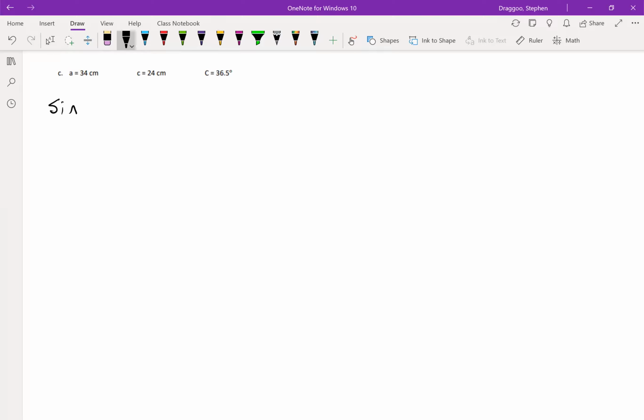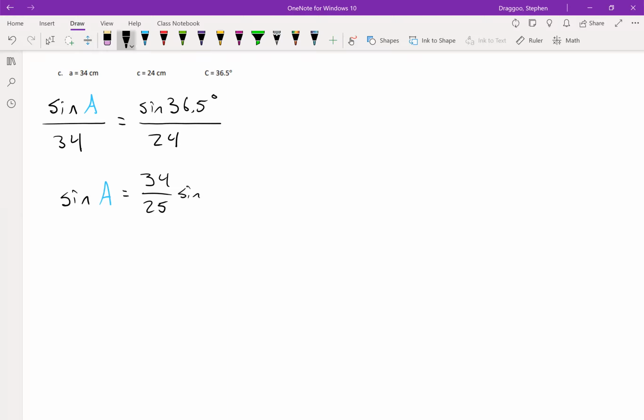So I'll do sine A divided by 34 is equal to the sine of 36.5 degrees divided by 24, meaning that sine of angle A is equal to 34 over 24 times the sine of 36.5 degrees.